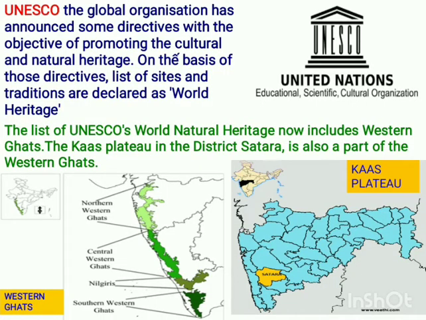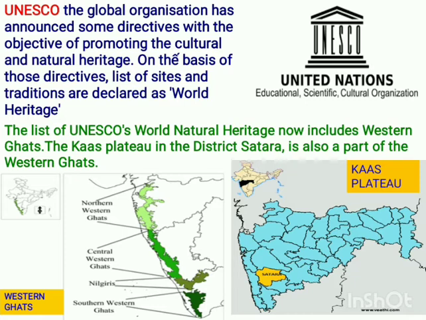UNESCO, the global organization, has announced some directives with the objective of promoting the cultural and natural heritage. Now, what is the full form of UNESCO? It is United Nations Educational, Scientific, Cultural Organization. Now, on the basis of these directives, some places and some traditions are declared as World Heritage.